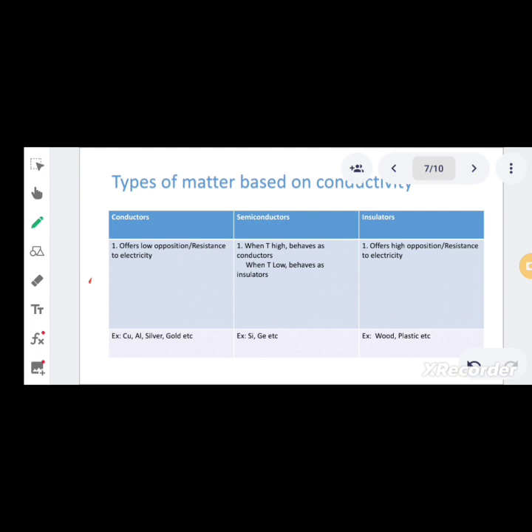Then we have semiconductors. In semiconductors, what happens? When temperature is high, they behave as conductors. That is, they will offer low resistance to electricity. And when temperature is low, they will behave as insulators. That is, they will offer high opposition to electricity. For example, silicon, gallium, germanium, etc.